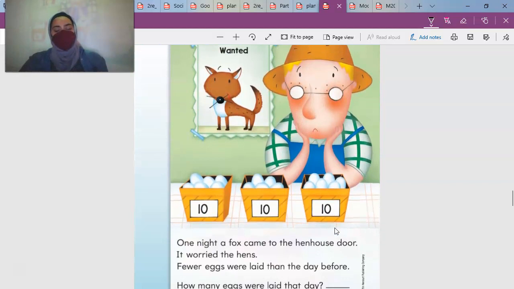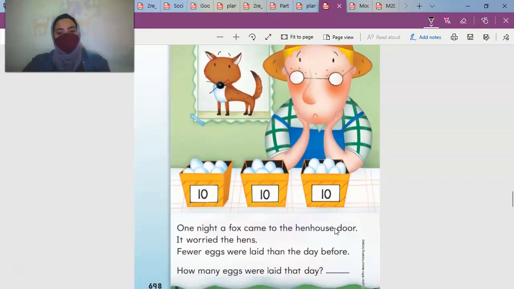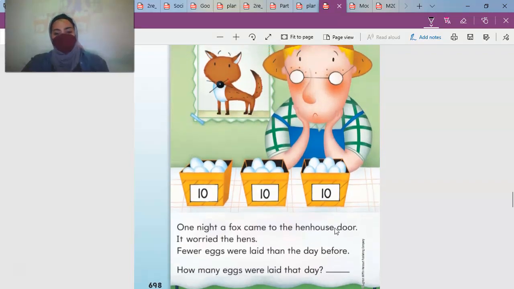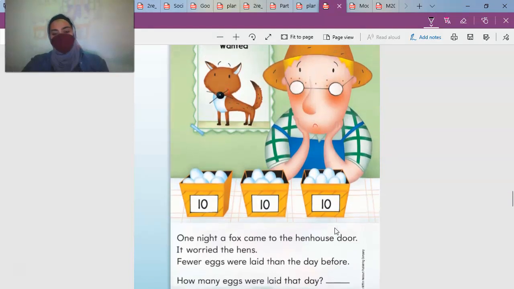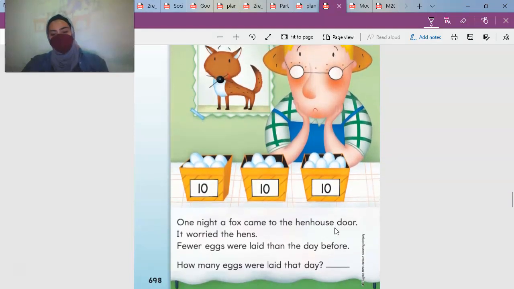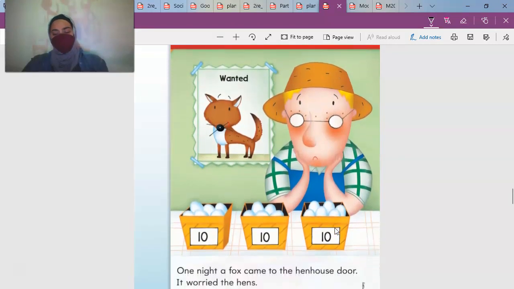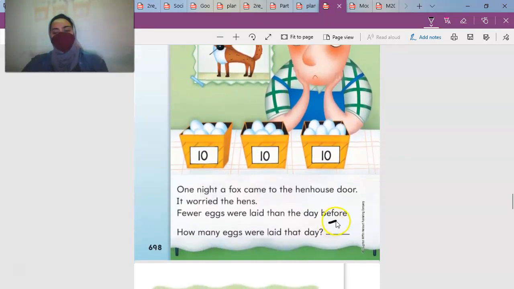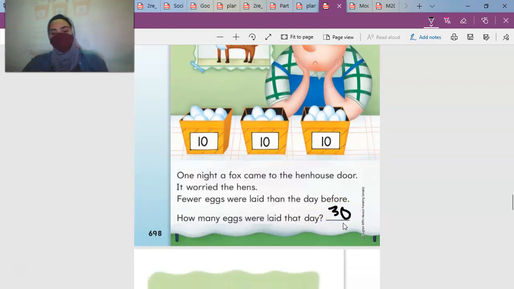Oh, the little fox is wanted. I wonder what he's done. One night, a fox came to the hen house door. Uh-oh. It worried the hens. Fewer eggs were laid than the day before. How many eggs were laid that day? So how many eggs were laid now? 30. Only 30. And this is less than before, right? Yep. Because before it was 70. Now we've gone all the way down to 30.